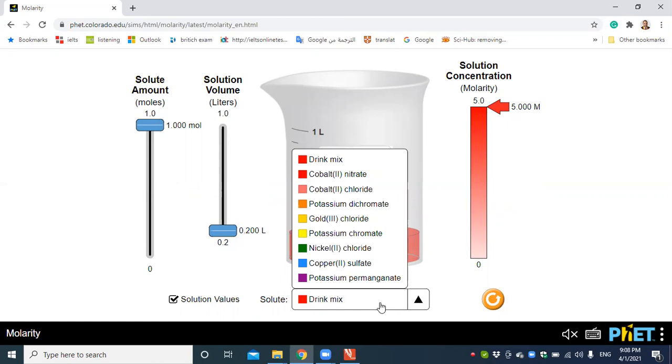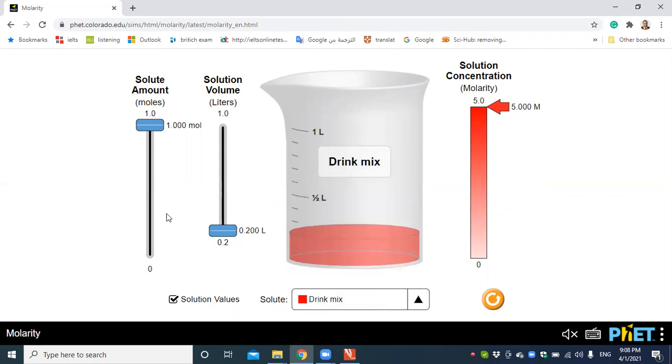So we can choose another substance to find the concentration. This experiment gave us a technique in the virtual lab to determine the concentration by 2 variables: the amount of the solute in moles, and the volume of the solution in liters. Then you will get the concentration, the molarity of the solution.